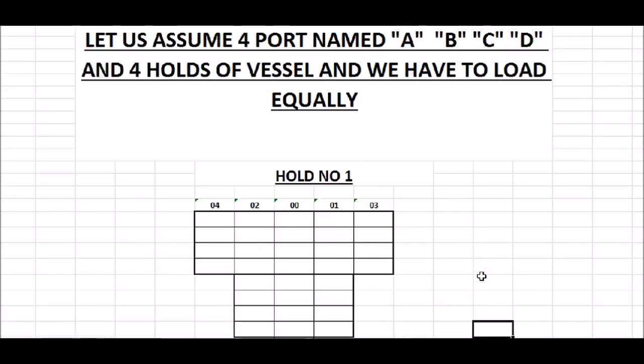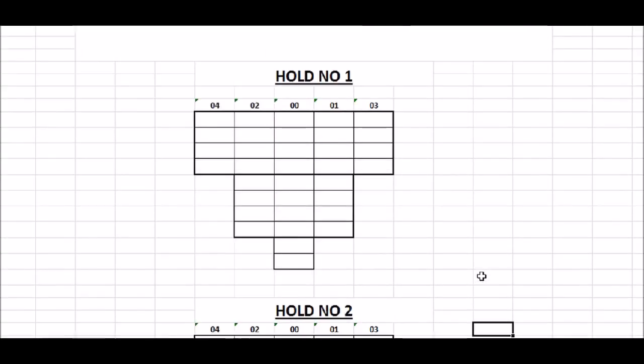We go like this. Assume this is hold number one. We will just count one, two, how many there are. I have made it roughly, it can be any diagram, but I am just counting this number so that I know how many I have to load in each, and after that I can start loading the other one.